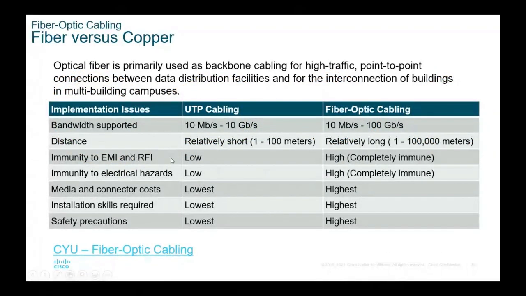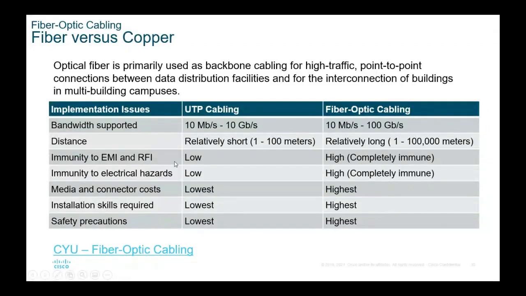So here we go. If we talk about UTP, we can go from 10 megabits to 10 gigabits per second. Fiber optics can go from 10 megabits to 100 gigabits per second. The distance for the copper is 100 meters max. For fiber optics, it's up to like 100 kilometers. Immunity to EMI: there's no immunity for copper, very low. Lowest media connector cost, low installation skills. You don't need much skill. Safety precautions, not much.